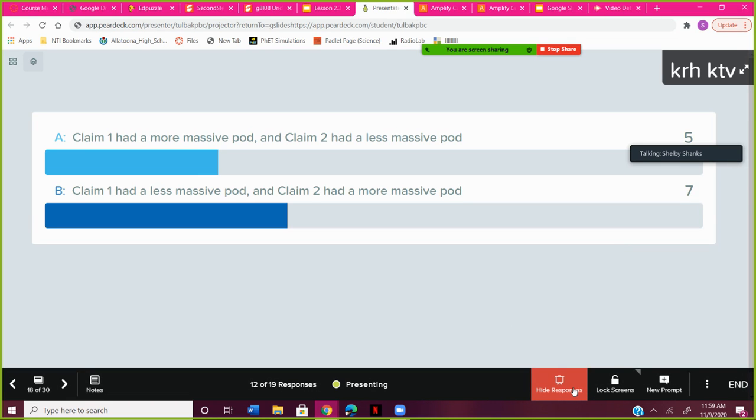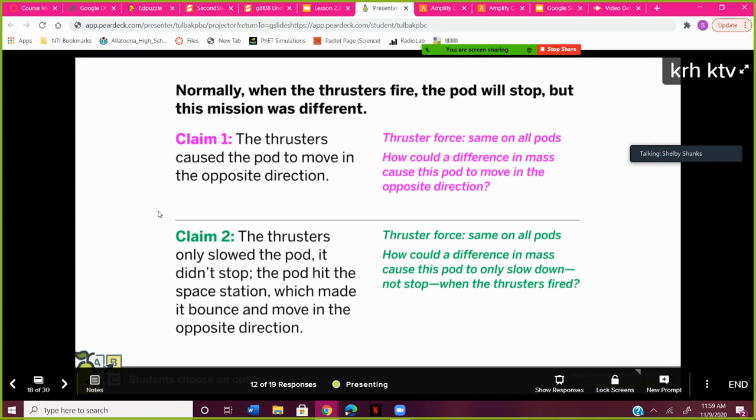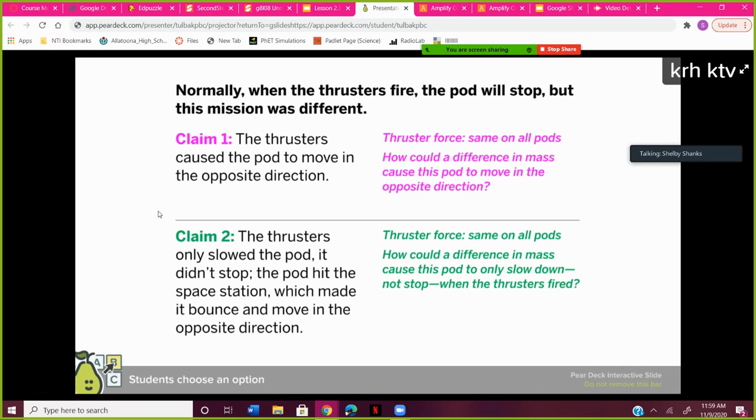If claim 1 has more mass, claim 1 says the thrusters cause the pod to move in the opposite direction. If the thrusters are at their normal force, you're telling me that the mass is greater than what it normally is, and the thrusters are going to make it move in the opposite direction. And then claim 2, you're saying that the pod has more mass now and that it's slowing down and it's going to hit the space station.